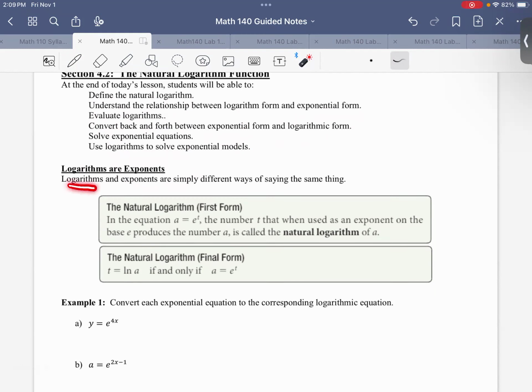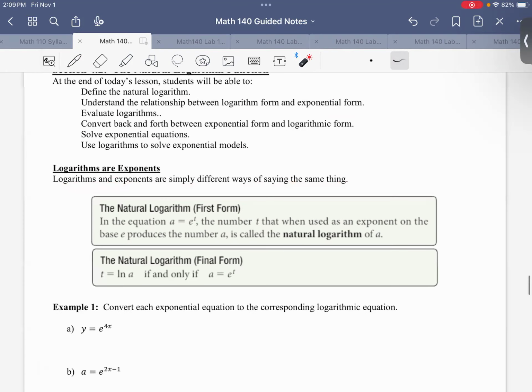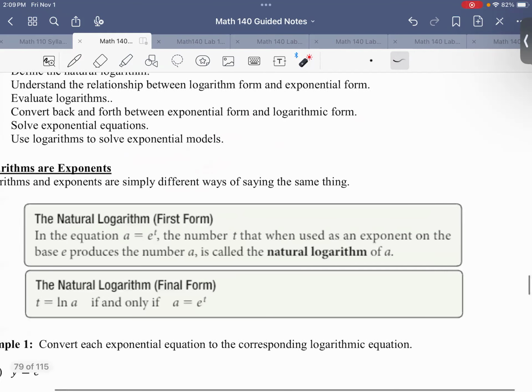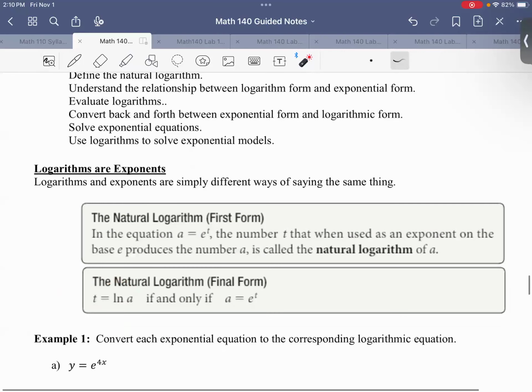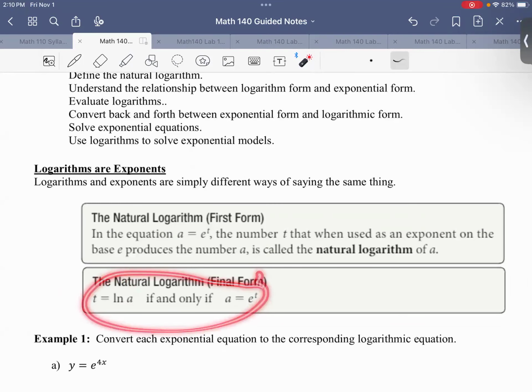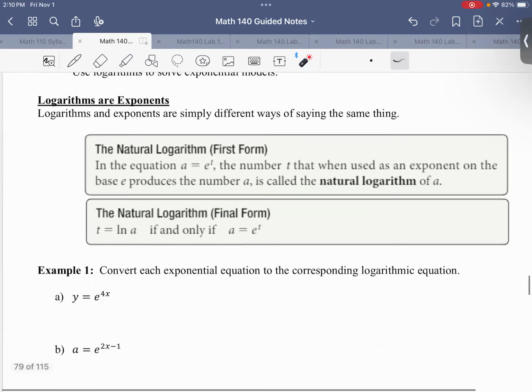So logarithms and exponents are simply different ways of writing the same thing. So natural logarithm, the first form: in the equation a equals e to the t, the number t that when used as an exponent on the base e produces the number a is called the natural logarithm of a. And the natural logarithm in the final form is that t equals the natural log of a if and only if a equals e to the t. Okay, so we're going to use our final form definition here to convert exponential and logarithm equations back and forth.